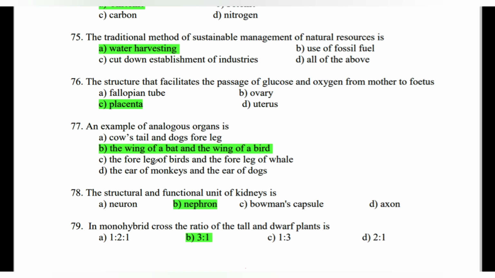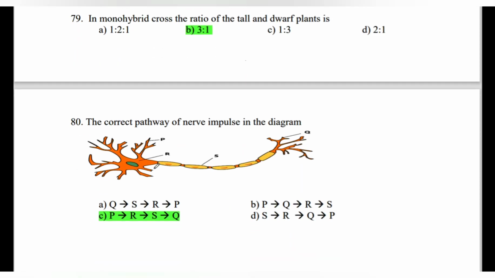Question number 79. In monohybrid cross, the ratio of tall plants and the dwarf plants is 3:1. That is, the phenotypic ratio in monohybrid cross is 3:1.